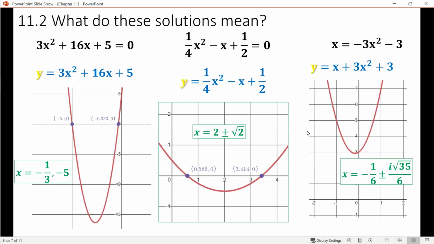Right. So let's talk about what these solutions mean. This is a little more conceptual, but I just want to discuss it so you have some foundation for what it is that we're doing here. We had these 3 equations up top in black that we were solving for x. These solutions are the values that x can take on to make those equations true.